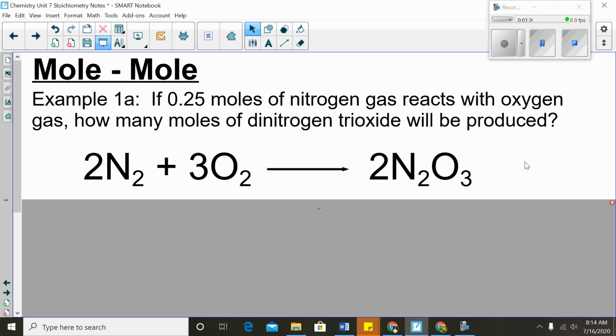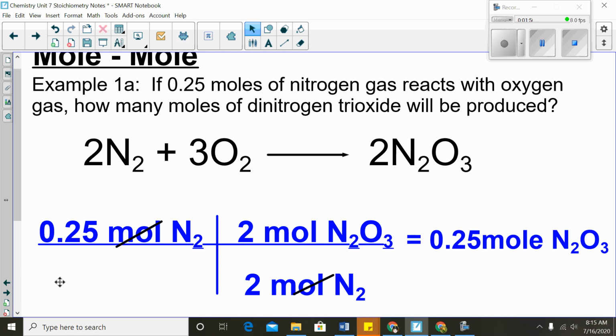So the point here is, we're talking about nitrogen gas at the beginning, and we're being asked to figure out dinitrogen trioxide. So if you were using just the balanced equation, 2 moles of nitrogen would yield 2 moles of dinitrogen trioxide. But we're changing this now. Instead of 2 moles of nitrogen, what if I had 0.25 moles of nitrogen? How much N2O3 would be produced? So we'll set this up using dimensional analysis. So you start with the 0.25 moles of nitrogen.